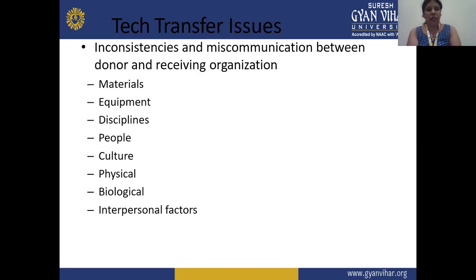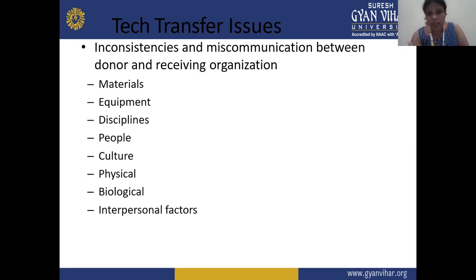Okay, so there are multiple technology transfer issues, like related to the material, related to the equipment, related to the disciplines, people, culture, physical, biological, interpersonal factors. So if we are transferring certain technology, we should communicate with the receiving side related to the material: which material we are using, from where we are getting the material, which type of material we should not use, etc.